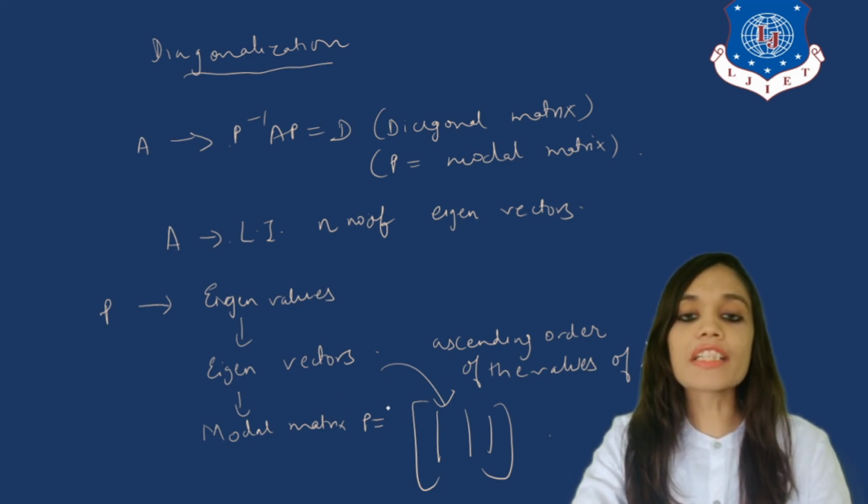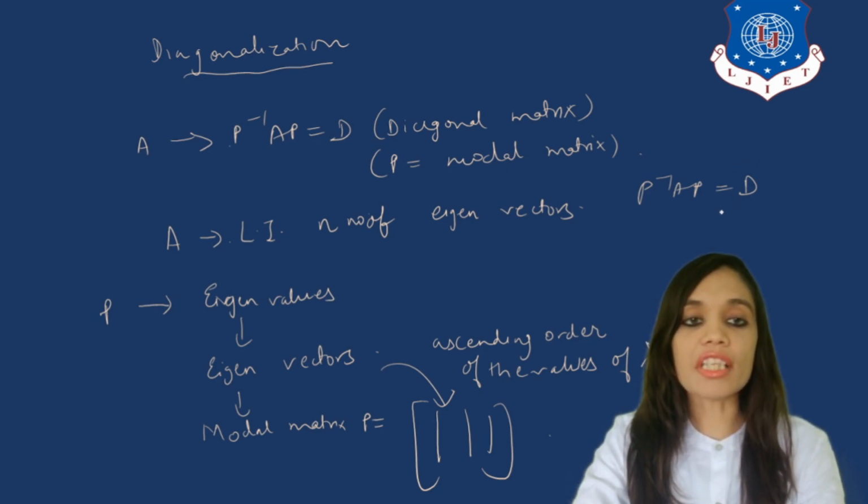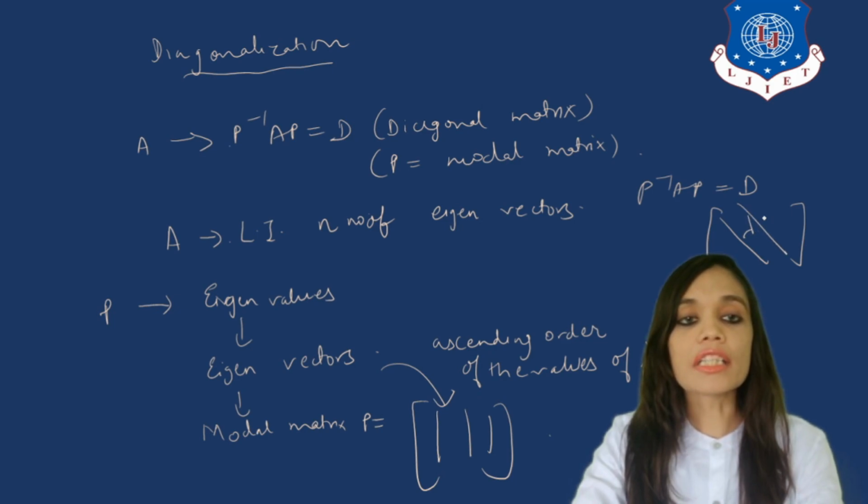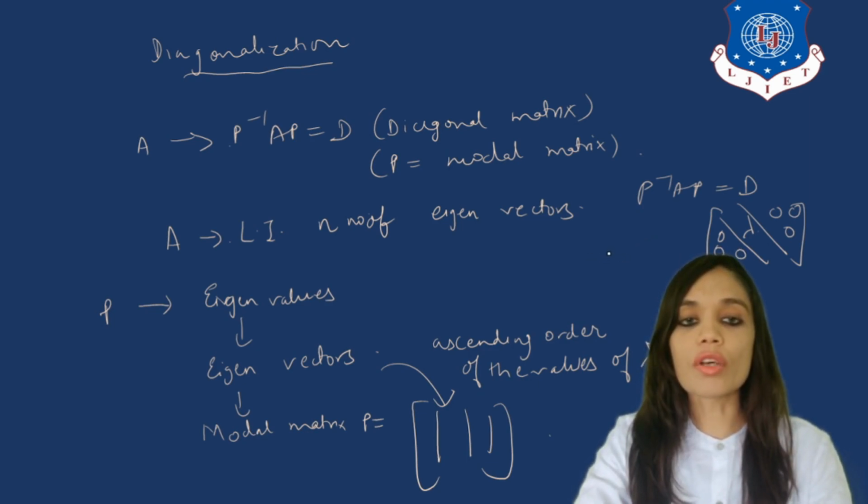After finding the matrix P, you have to find P inverse AP, which will be equal to D, where D is our diagonal matrix. In this you have to write the values of lambda in ascending order on the diagonal, and the other terms will be 0. So I hope you have understood throughout the session.